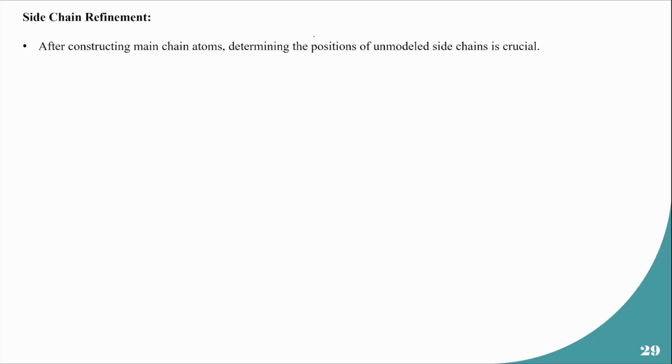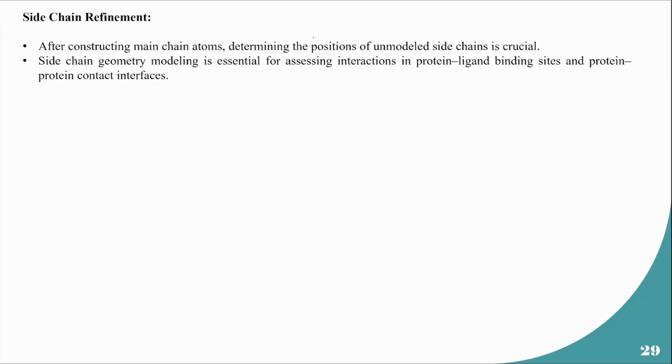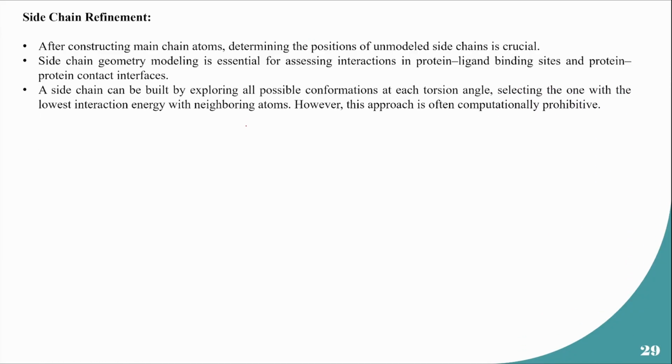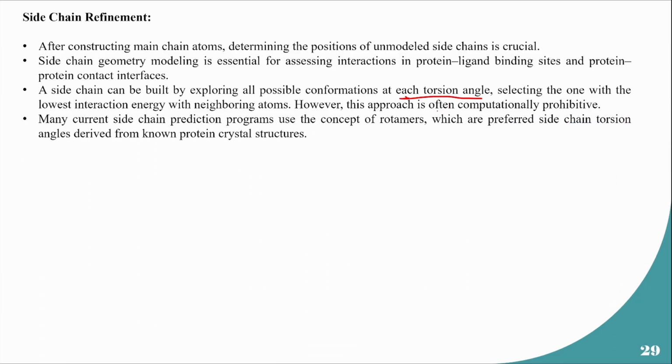After the main chain part is done, you have to do refinement for the side chain atoms. The appropriate conformations of the side chain atoms will be indicated by the possible conformations for the torsion angles. At each torsion angle, for example, as mentioned here, that can be built by exploring all the possible conformations. So you would be exploring the entire conformation space, but of course, again, that will be highly computationally expensive.